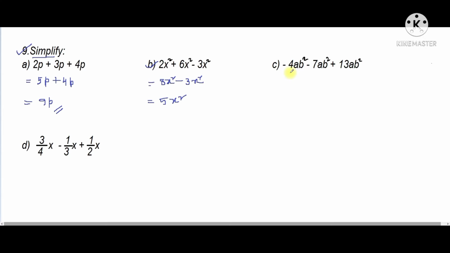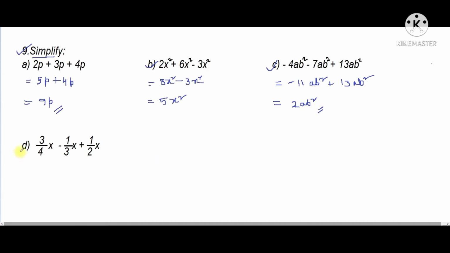So number c, here you see minus 4ab square minus 7ab square plus 13ab square. So here all are what? Like terms, right? So minus 4 minus 7, minus and minus plus, it is minus 11ab square plus 13ab square, right? So you see in 11 and 13, which one is the greater? 13 is greater. Before that the sign is plus, so here plus sign will be there. 13 minus 11 is what?